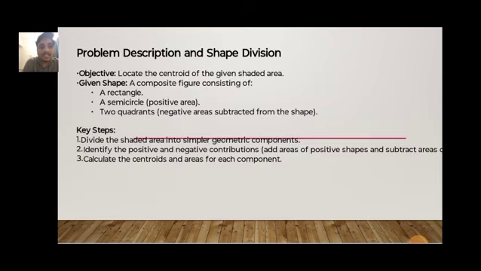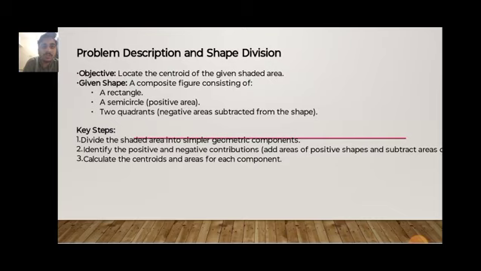Problem description and shape division. Objective: locate the centroid of the given shaded area. Given shape: a composite figure consists of a rectangle, a semicircle (positive area), and 2 quadrants (negative area) subtracted from the shape. Key steps: divide the shaded area into simple geometric components.